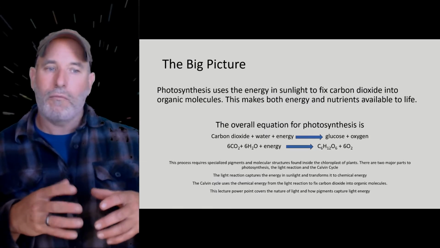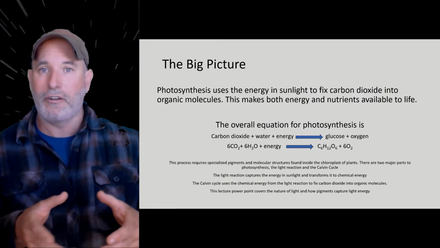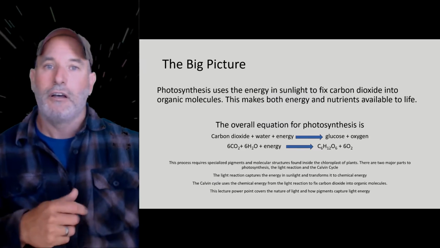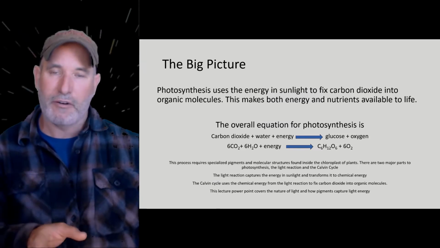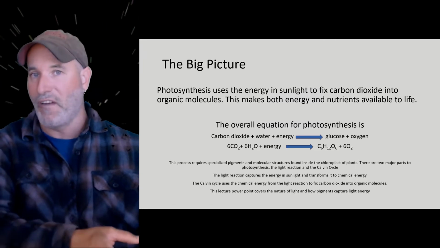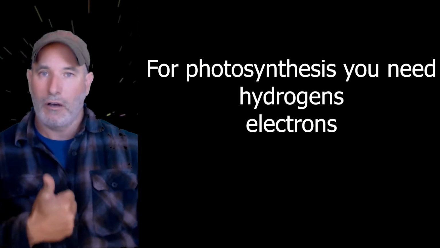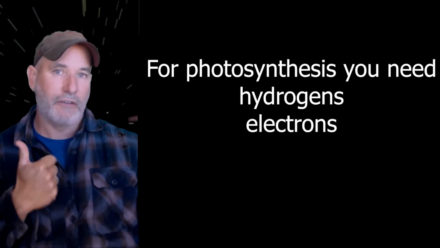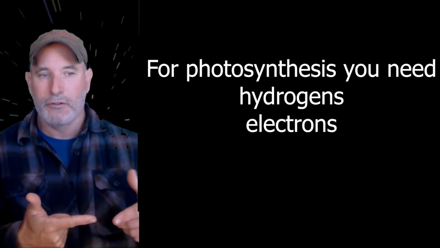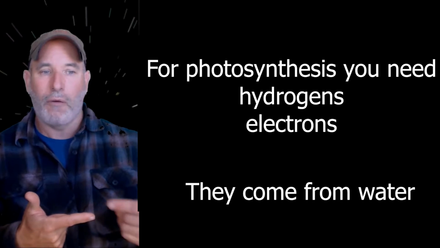Okay, so let's think about this. Carbon dioxide plus water. The carbon in carbon dioxide is fairly oxidized. To do photosynthesis, to fix carbon, which means taking carbon dioxide and sticking it onto an organic molecule, making it available to life, you need a couple of things. You need a source of hydrogens and a source of electrons. And of course, when we split water, we supply those hydrogens and electrons from the water.